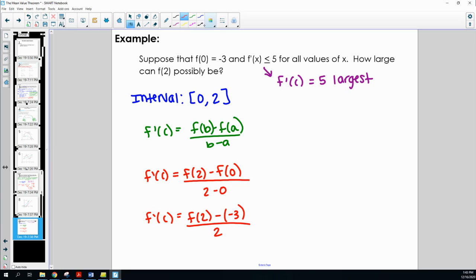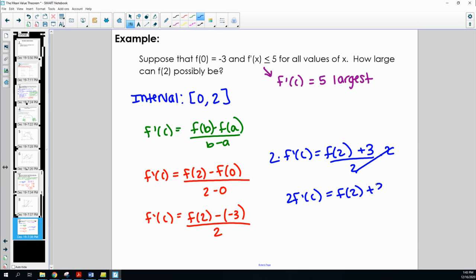So f prime of c is equal to f of 2, because I have minus a negative, that's going to become plus 3, over 2. So what I'm trying to do here is solve for f of 2, right? But I have to figure out what f prime of c is. So what I'm going to do first is multiply both sides by 2 just to get rid of that denominator. So I have 2 f prime of c is equal to f of 2 plus 3.